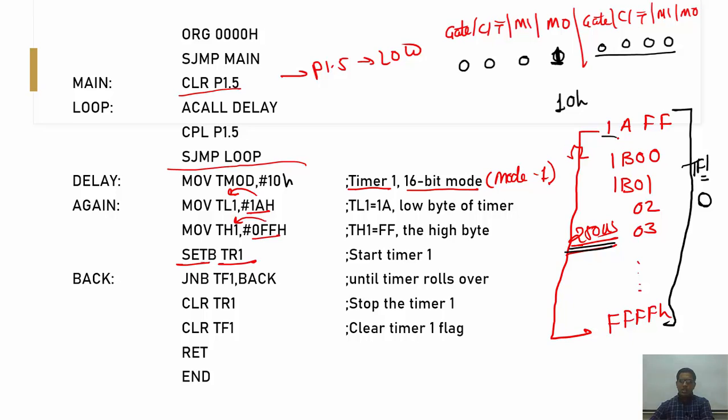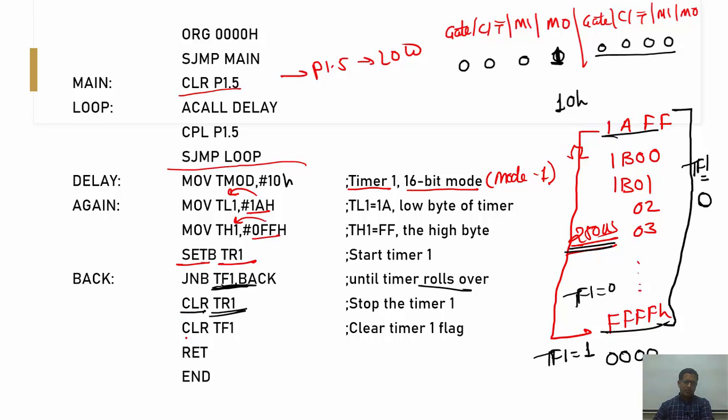From this initial value to this final value, the TF1 flag is 0. So what we have to do is just wait and let the count value get incremented. When it reaches the maximum value and the rollover occurs, the TF1 flag is going to change its status from 0 to 1. The moment the status changes to 1, meaning the rollover occurred, I am going to immediately stop the timer, and I do that with the clear TR1 instruction.